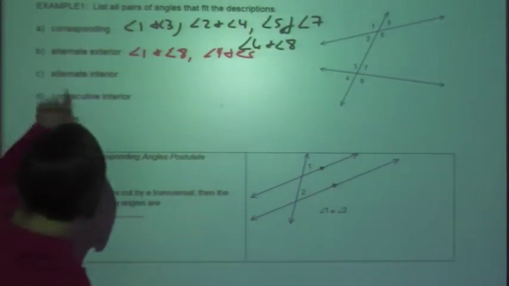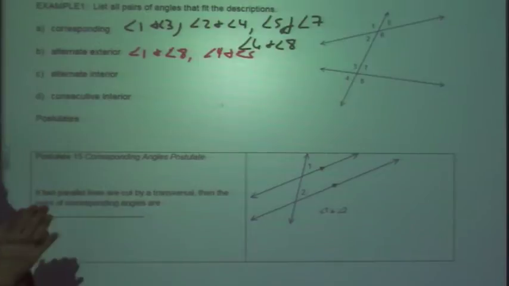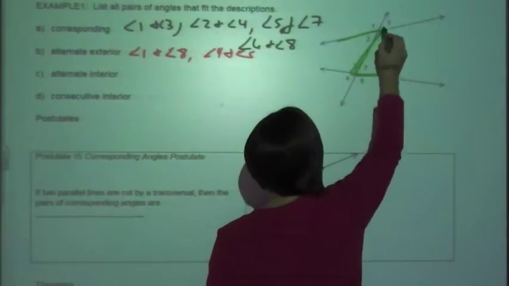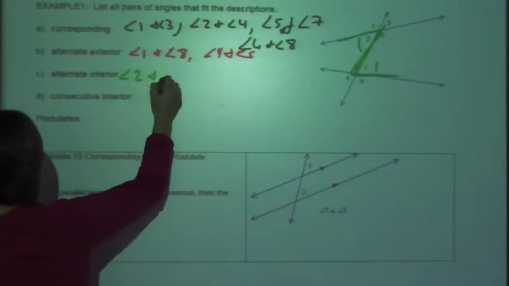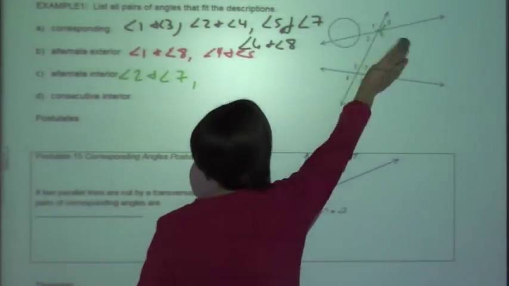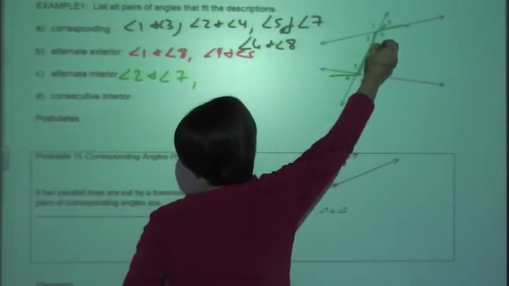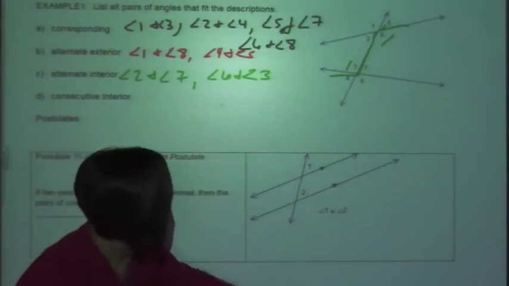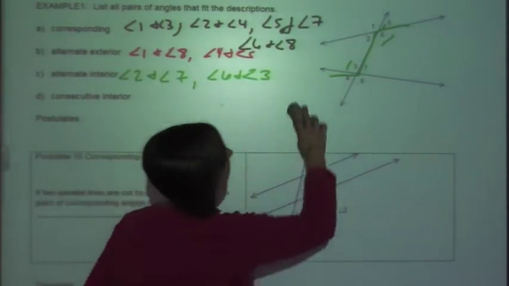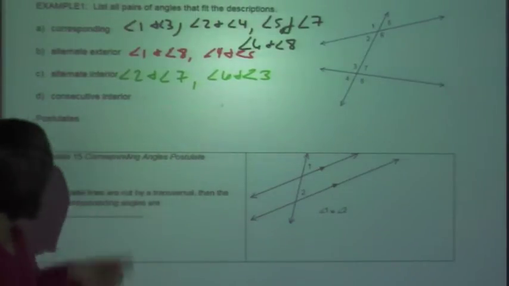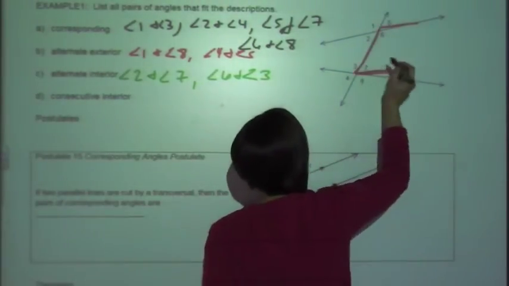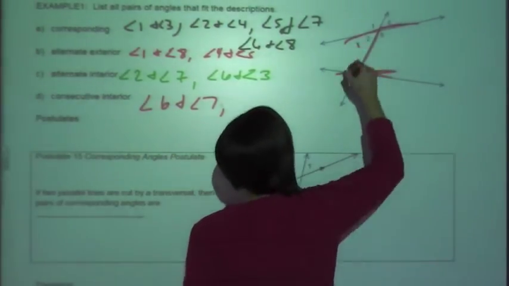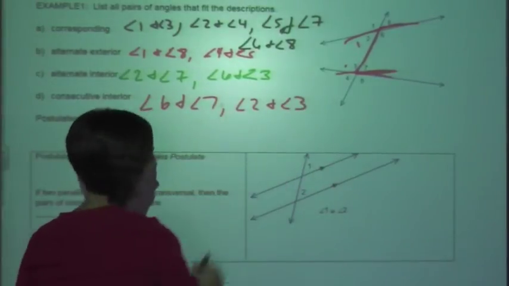All right, see if you can correctly identify alternate interior angles. Pause the video and see if you get what I get. Alternate interior angles, I always look for my forward Z, so angle 2 and angle 7. And then I look for my backward Z, angle 6 and angle 3. Those are my alternate interior. All right, pause the video and see if you get what I get for consecutive interior. Consecutive interior, I look for my C, angle 6 and angle 7. Then I finish it up with my I, angle 2 and angle 3 for consecutive interior.